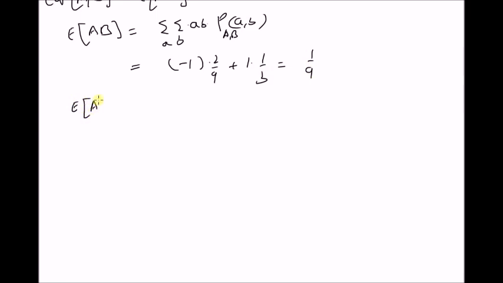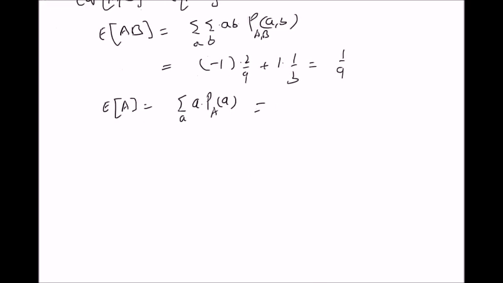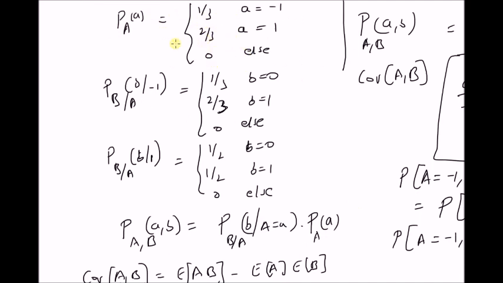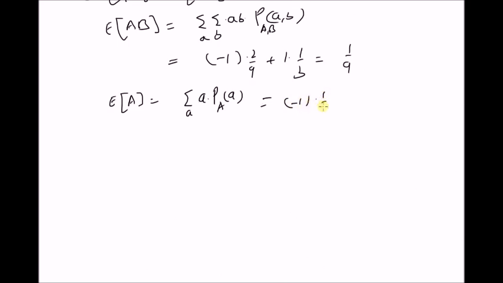Next we want to find the expectation of A. By definition, this is equal to the summation of the product of A with its marginal probability mass function. Using the given definition of the marginal probability mass function, we can easily calculate the expected value of A. It is the sum of the values of A multiplied by their corresponding probabilities. So it is -1 times 1/3 plus 1 times 2/3. So this is equal to 1/3.